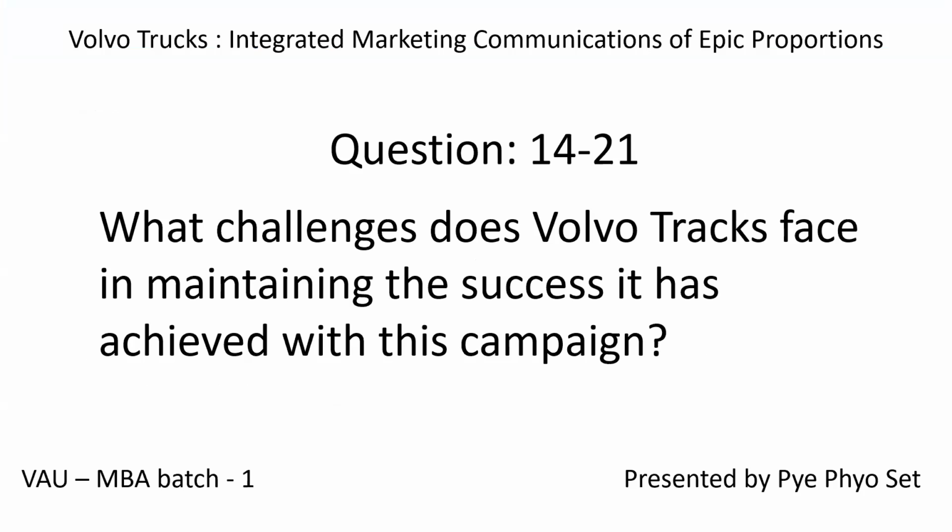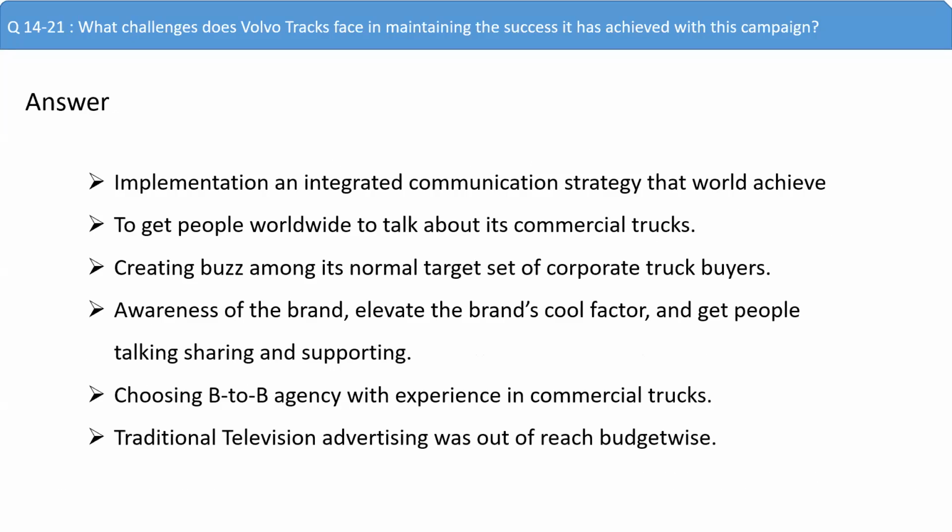Another question is 14-21. What challenges does Volvo Trucks face in maintaining the success it has achieved with this campaign? So the implementation of an integrated communication strategy that will achieve it. The second one is to get people worldwide to talk about the commercial truck. So when they started this new product, the Volvo truck, they had to think about how to do the marketing. So they implemented the communication strategy they chose.